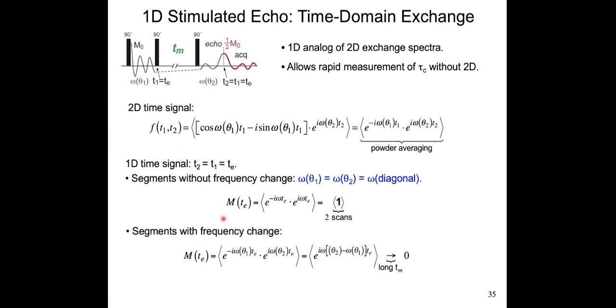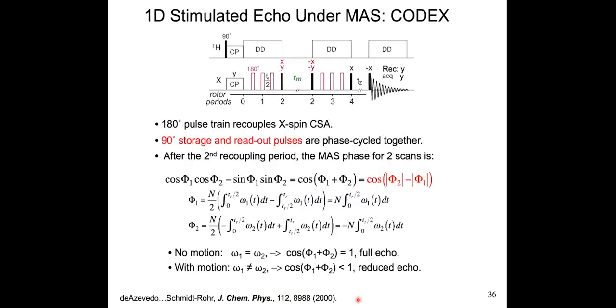So segments with frequency change, you would have to write down their signals as e to the i omega 1 TE times e to the i omega 2 TE, and so on and so forth. And when you wait long enough, those will approach 0, and only those segments that happen to not have reoriented will survive, and those contribute to your 1D signal. Hope that's clear. So 1D stimulated echo intensity corresponds to the 2D diagonal intensity. Okay, so 1D stimulated echo is a viable and meaningful technique to study slow exchange.